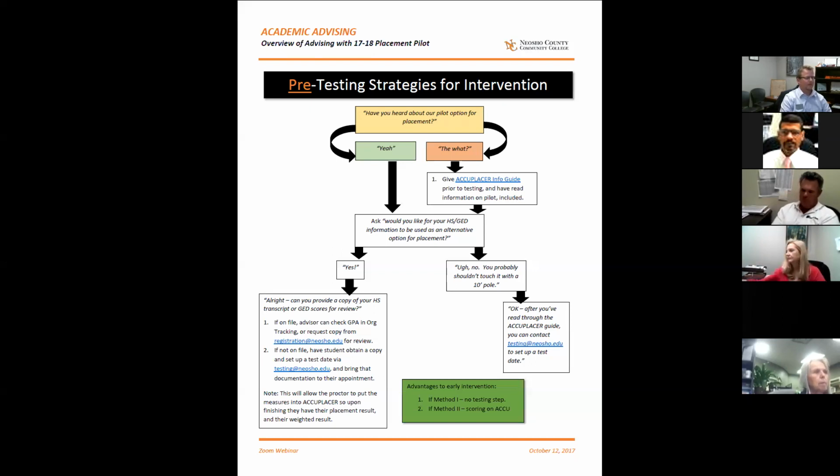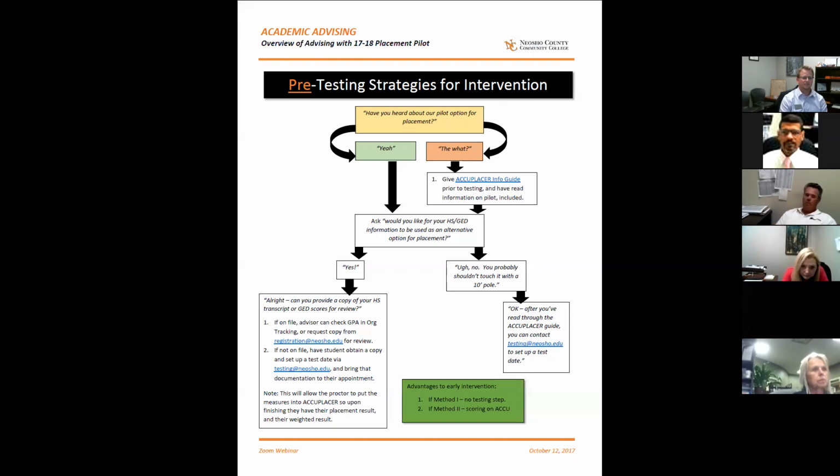The benefit here is if you have this intervention with a student before they've tested and you let them know the documentation that we need, if they can bring that to their AccuPlacer testing appointment, then the advisor or proctor that's setting them up can evaluate whether or not, one, they even need to test if they're interested in the pilot, or two, if they have that evidence, AccuPlacer, we have it set up to where we can put that information in on the proctor side before the student starts the test, so that when they finish the test, it prints out their actual score and then their weighted score.